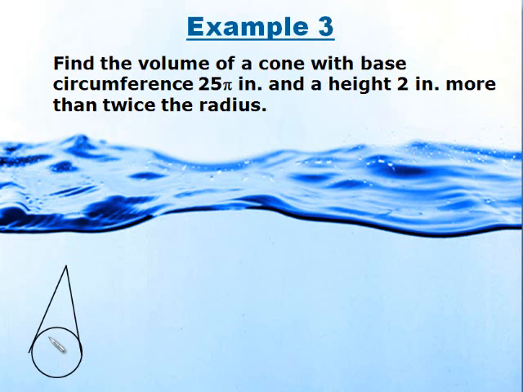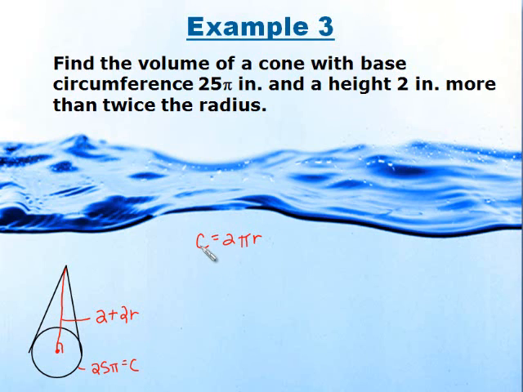We know that the circumference, all the way around the base of the cone, is 25 pi. And the height, remember, is going to be perpendicular. This height right here is 2 inches more than twice the radius. More than means plus, and twice means 2 times. First I'm going to start off with the circumference. We know that the equation for the circumference is 2 times pi times the radius.